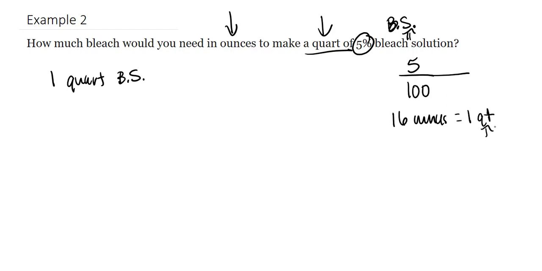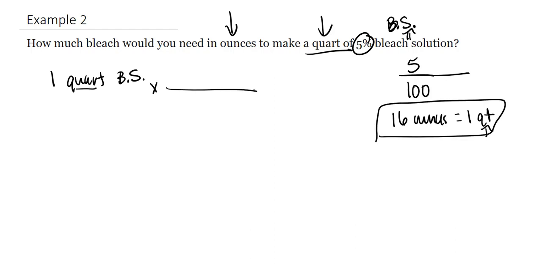That's also represented as a quart, just QT. So let's go ahead and start writing this out. We need to get rid of quarts, so let's use this one first. The reason we're starting with this is because we need this as a final product, right? We need a quart of a 5% bleach solution.